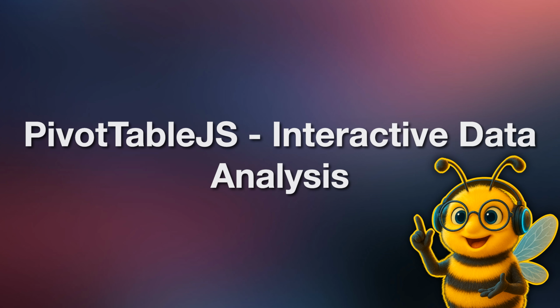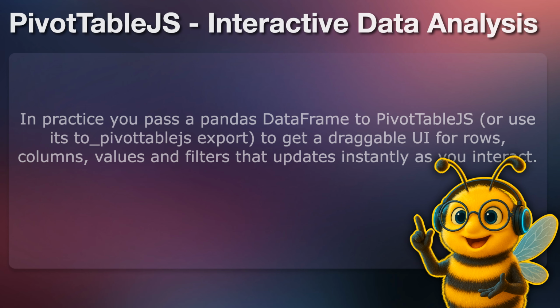PivotTableJS brings Excel-style interactive pivot tables to Jupyter notebooks and web dashboards, so you can pivot, aggregate, and explore data visually without writing aggregation code. In practice, you pass a Pandas data frame to PivotTableJS or use its to_pivottablejs export to get a draggable UI for rows, columns, values, and filters that updates instantly as you interact.